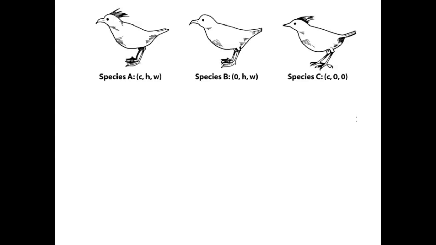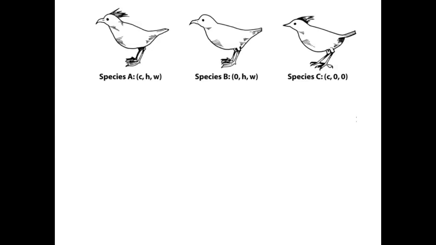Species A has a crest, a hooked bill, and has webbed feet. All right, so all three of those characteristics. Species B does not have the crest, but does have a hooked bill and webbed feet. And species C has a crest, but not the other two characteristics. So, we want to think about what an evolutionary history between these three species might look like. And we could start to imagine drawing a phylogenetic tree to represent these relationships.